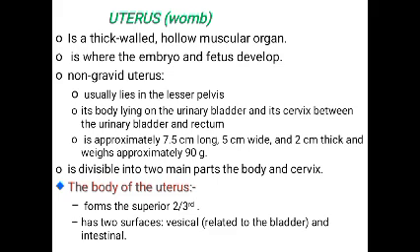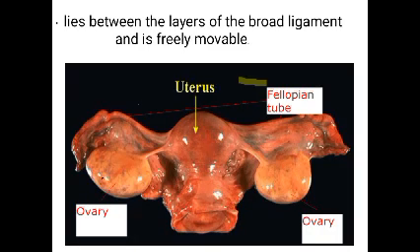It is approximately 7.5 cm long, 5 cm wide, 2 cm thick, and weighs approximately 90 grams. It is divisible into two main parts, the body and the cervix. The body of the uterus forms the superior two-thirds and has two surfaces, the vesical, related to the bladder, and the intestinal. It lies between the layers of the broad ligament and is freely movable.